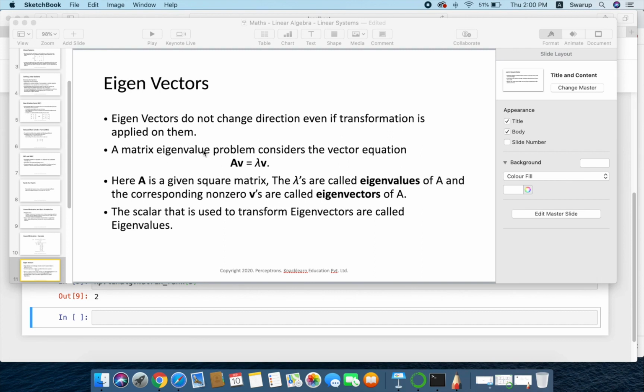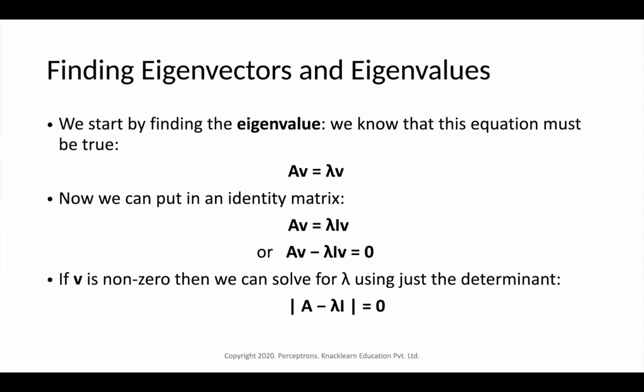So a matrix eigenvalue problem is of this equation, Av = λv, where A is the matrix, v is the eigenvector, and λ is the eigenvalue. This eigenvalue is the value which is used to transform the eigenvector. So now, how do we find this eigenvector and eigenvalue? We'll see how we do this manually.